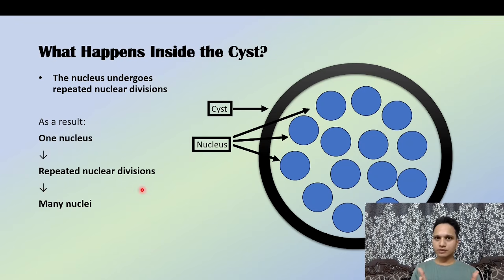There is a cyst, and inside it there is an amoeboid cell that contains multiple nuclei. Remember, the cell has not yet been divided. Only the nucleus has been divided up until now, right? So there is only nuclear division right now.